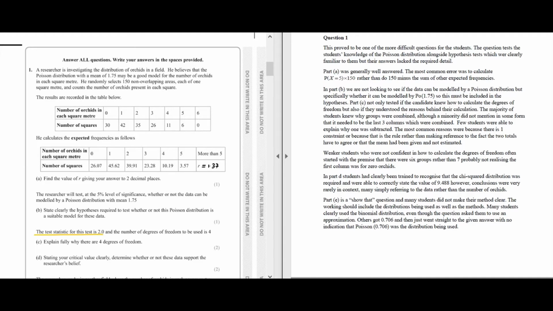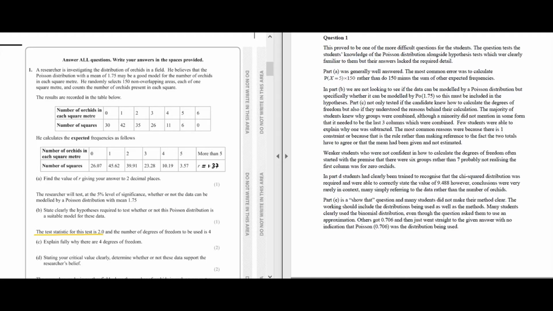Question 1. This question was concerning the Poisson distribution and forming a chi-squared test with it. Now, this question proved to be one of the more difficult questions for the students. The question tests the students' knowledge of the Poisson distribution alongside hypothesis tests, which were clearly familiar to them, but their answers lacked the required detail.